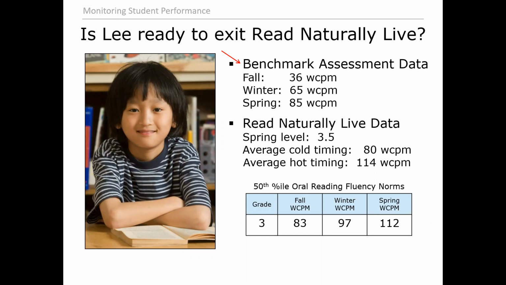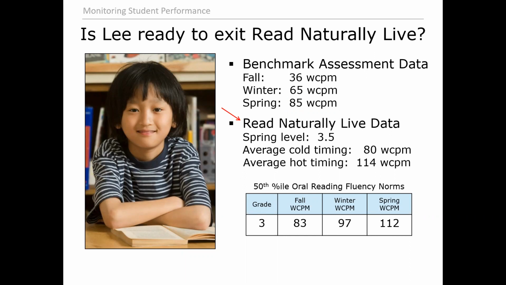So in the fall, he was reading 36 words correct in a minute. That's what got him in our intervention. Now it's the spring and he's at 85. He's made a lot of progress. Can he leave? Is he done? Now, another place you can get curriculum-based measurement data are the cold timings, especially if you're doing them with your students and you know those cold timing scores are accurate, right? And even more so if your student is reading pretty close to grade level, like Lee is.